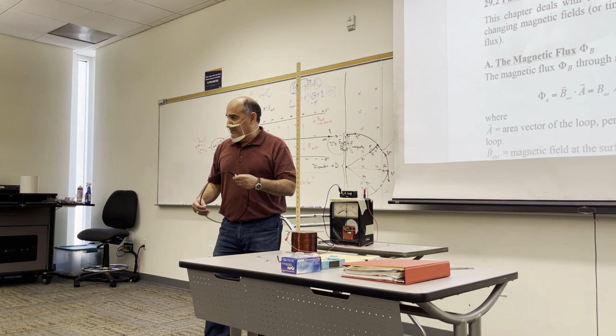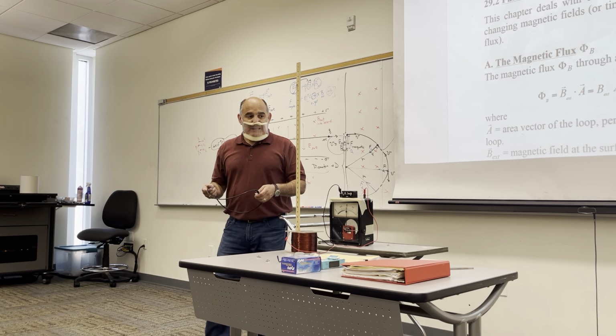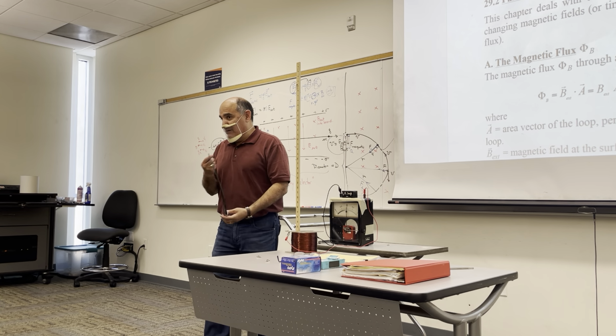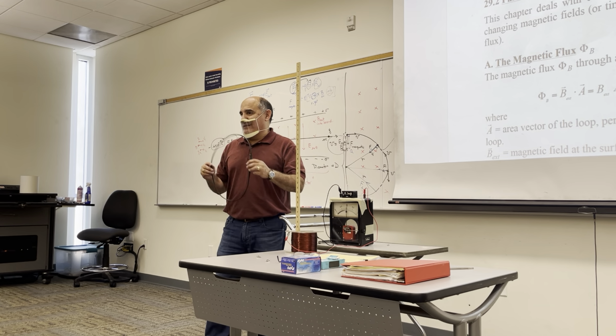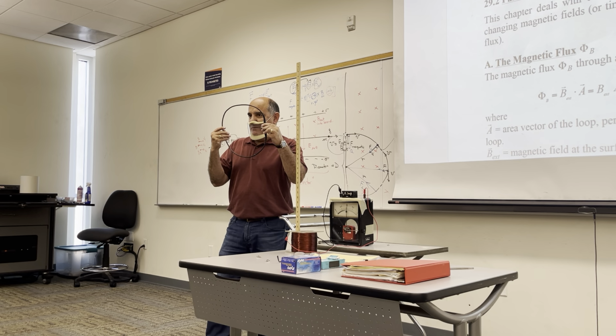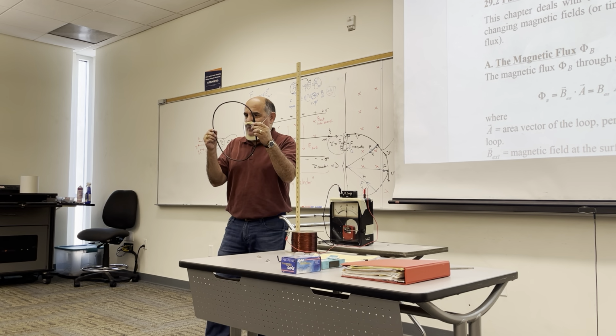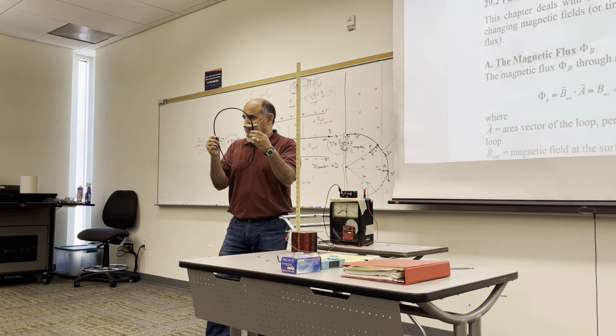Uniform magnetic field everywhere. So the bigger the area, the bigger the flux. The bigger the magnetic field, the bigger the flux. But the orientation matters. I can have a big area and a big magnetic field, but if it's like this, there's no flux. I don't care how big that is, and I don't care how big this is, there's no magnetic flux through this thing.